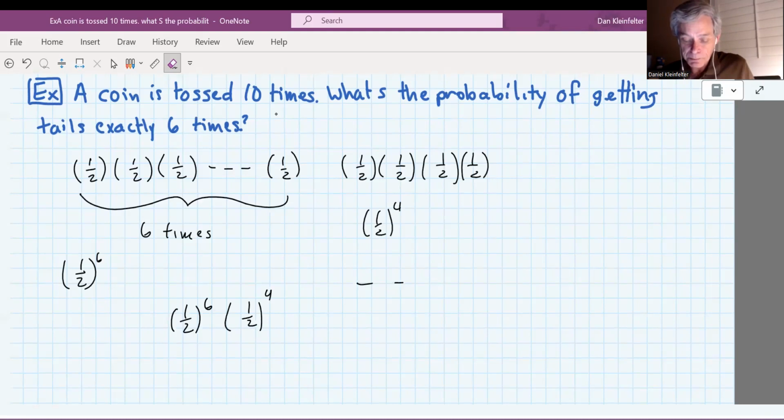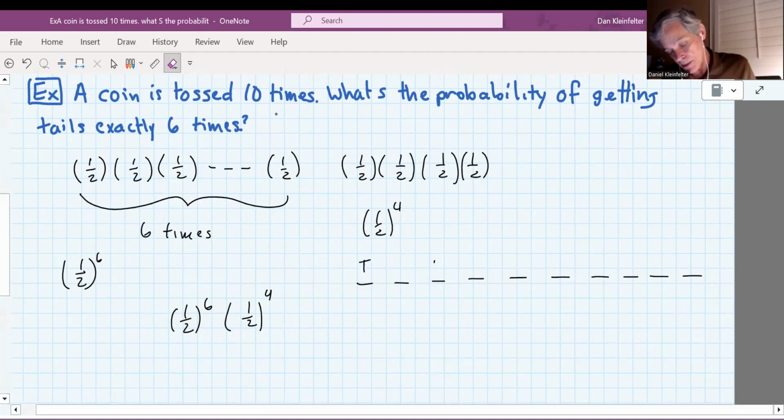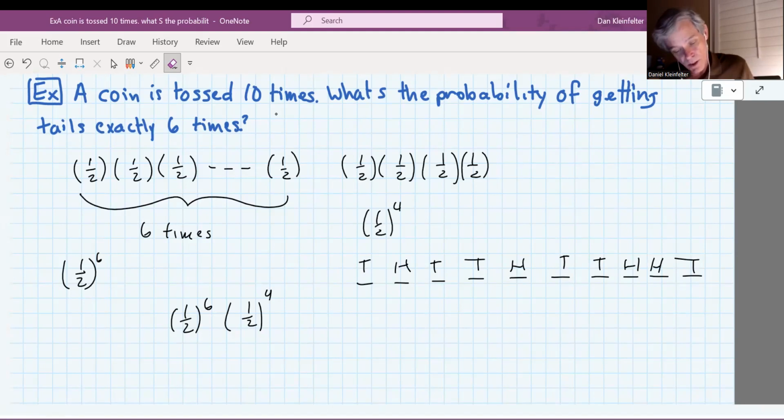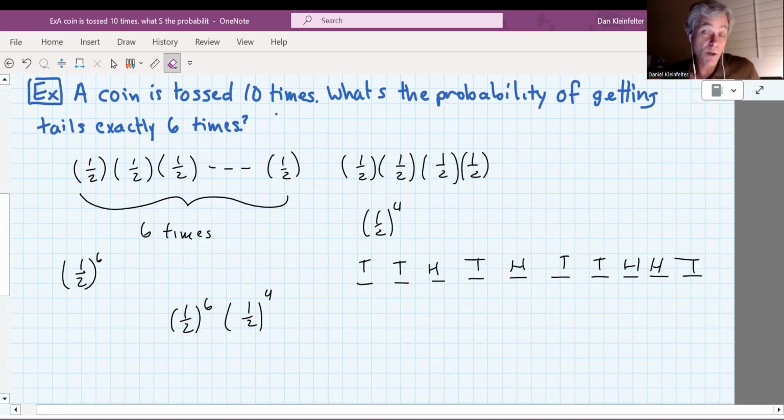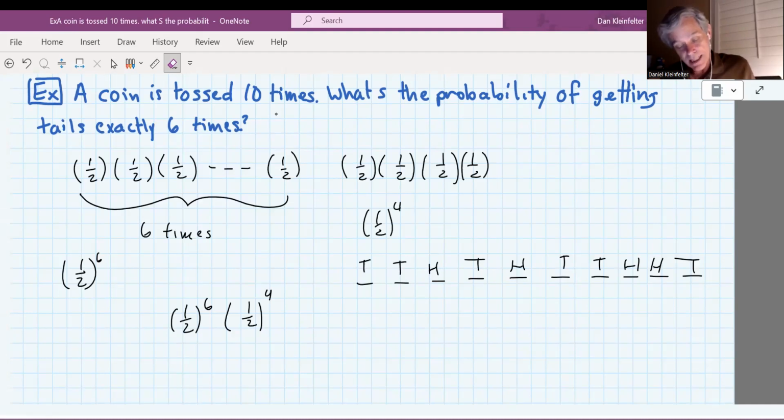So the thing is, if we're going to toss the coin 10 times, there's a variety of ways that this goal could be achieved. So if we get tails exactly 6 times, it might look like that with the rest heads. Okay, we should have 1, 2, 3, 4, 5, 6 tails. It could look like that, and that would satisfy our requirement. Or it may be the first 2 were tails. I've switched 2, but we should still have 6 tails.